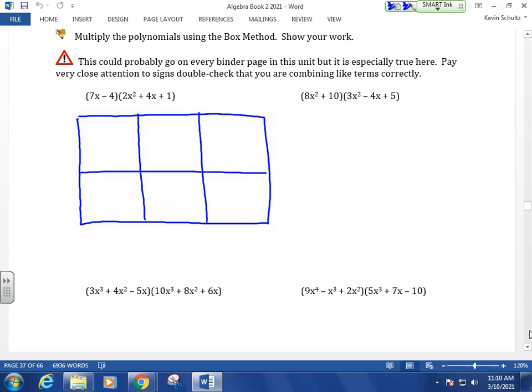My trinomial goes across the top: 2x squared, 4x, and 1. My binomial goes on the side, 7x. And don't forget that negative 4. That sign belongs to the 4. It's got to come along with it.